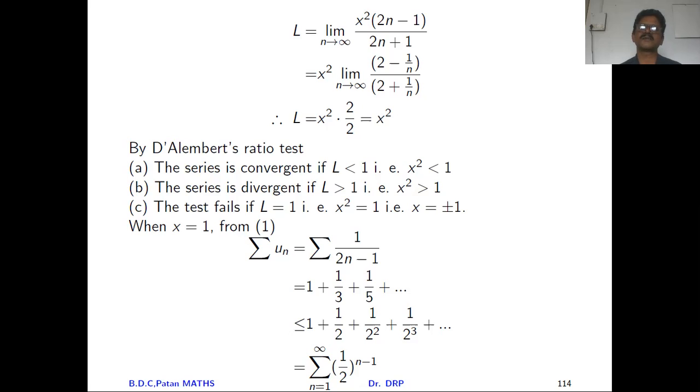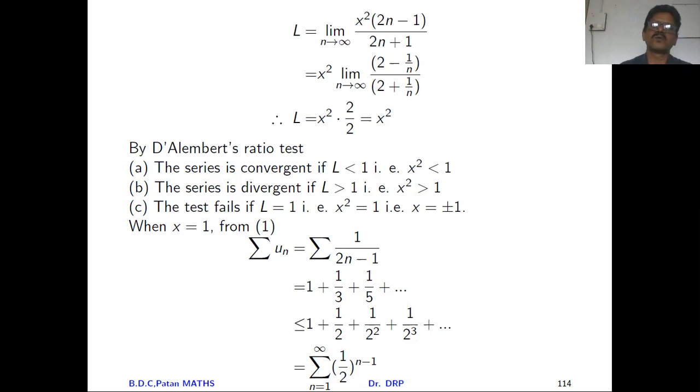If x square is less than 1, meaning L is less than 1, then the series is convergent. Then we know if L is greater than 1, that is x square is greater than 1, then the series is divergent. And the test fails if L equals 1, that is x square equals 1, that is x equals plus minus 1.